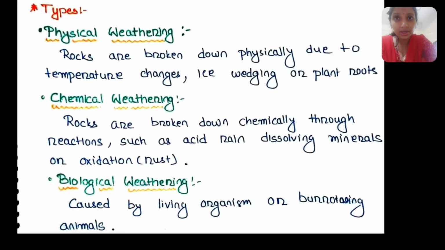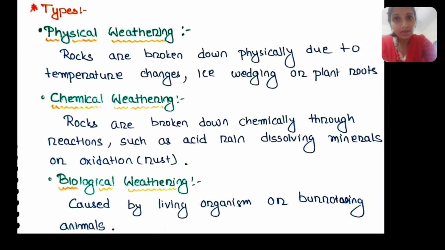When weathering takes place by a physical process, it is called physical weathering. It can be due to the change of temperature, by ice wedging, or by plant roots breaking the rocks into small pieces. The breaking down of rocks by a physical process is called physical weathering.